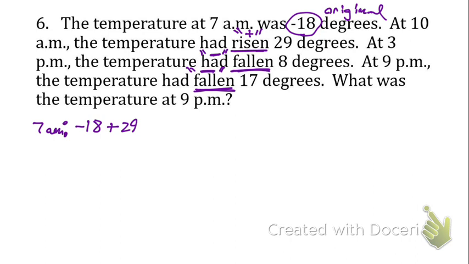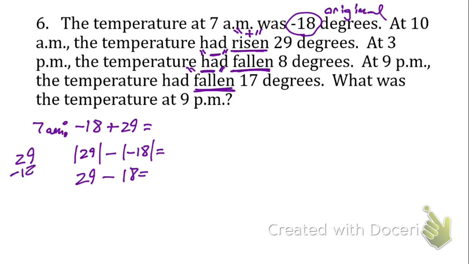So whichever one has a bigger absolute value, that'd be 29. Different sign, so we're going to subtract. Absolute value of 18. Absolute value of 29 is 29. Absolute value of negative 18 is 18. And that would give us, and like I said, if you need to go out to the side, subtract those. We should have positive 11 degrees.